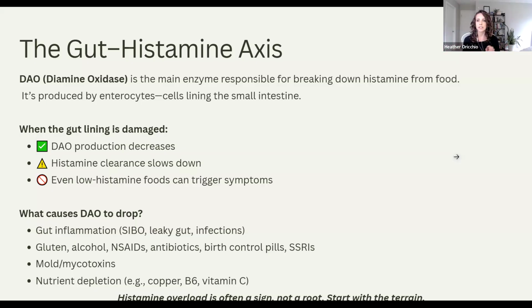So when we think about what causes the DAO enzyme to drop, it's going to be anything that impacts gut health, which we know is a wide array of things. So we're going to end up with SIBO, leaky gut, infections, which can be due to gluten exposure, alcohol, NSAIDs, antibiotics, birth control pills, SSRIs. There are other medications, of course, that can also contribute to leaky gut. Mold and mycotoxins are a huge one. And then nutrient depletion. These specific nutrients are essential for having a healthy amount of the DAO enzyme. So again, histamine overload is a sign, it's not a root cause. We have to think about why the body is overproducing histamine and/or why it can't get rid of that histamine.